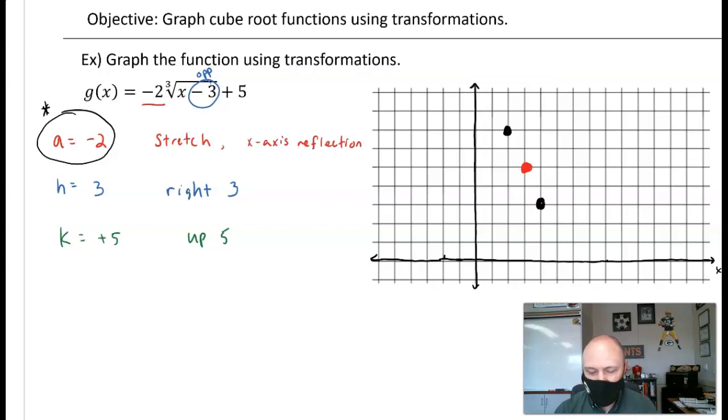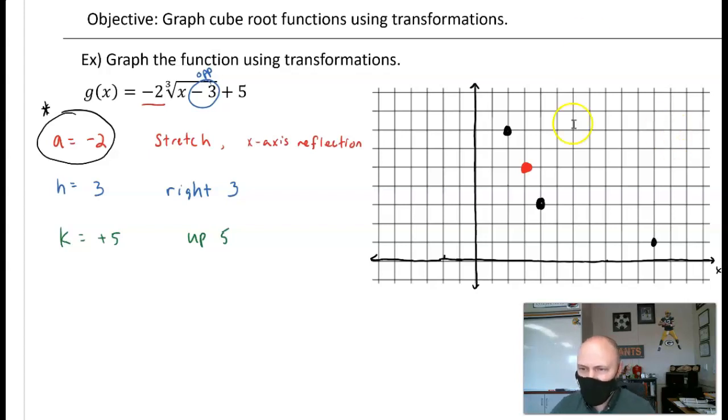Okay, back to my anchor point. Now I'm going to do my 8s. So I go right 8, 1, 2, 3, 4, 5, 6, 7, 8. And then instead of going up 2, again, my a value is -2, so I have to multiply, and I get down 4, right? +2 times -2 is -4. So 1, 2, 3, 4.